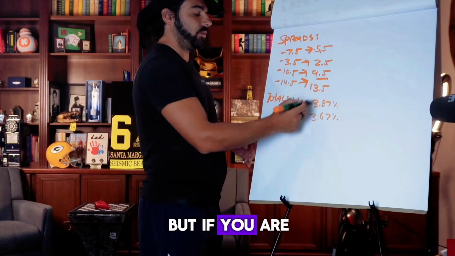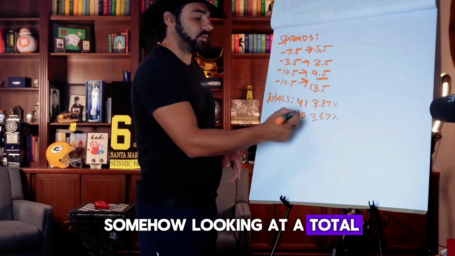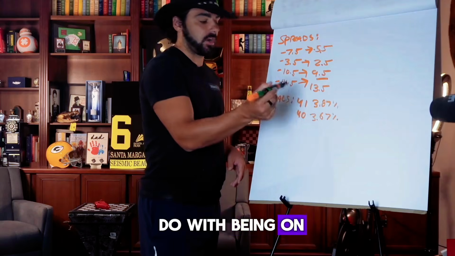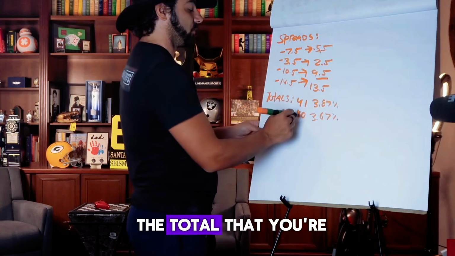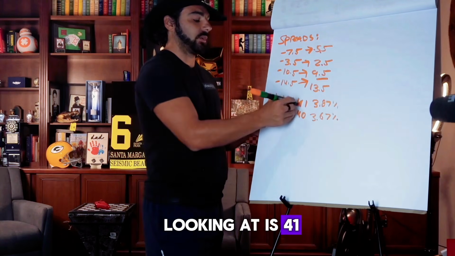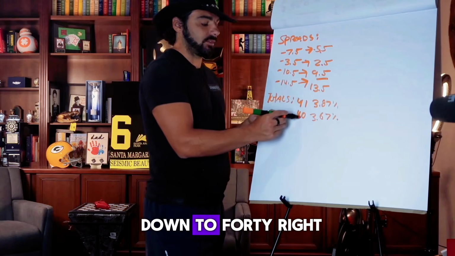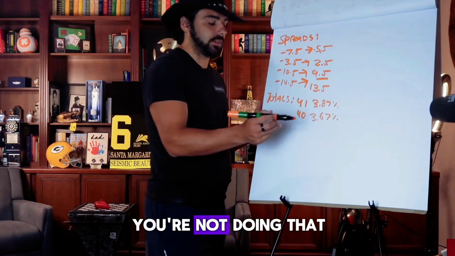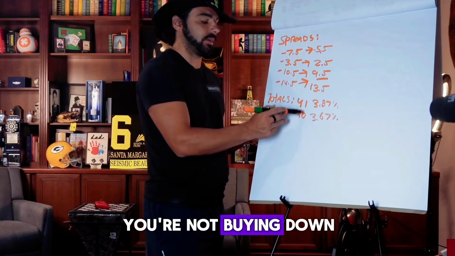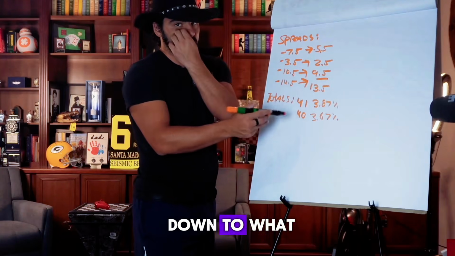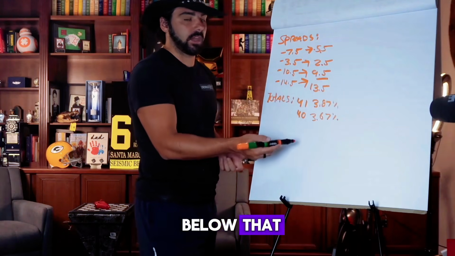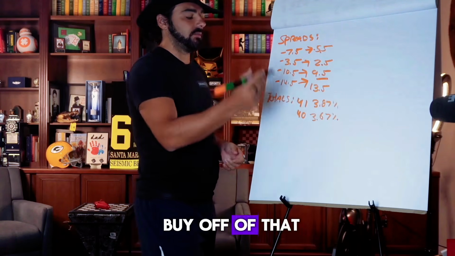All right, I'm going to do a couple of them here though. If you are somehow looking at a total that has anything to do with being on this type of number, you need to be able to buy off of it. So for example, if the total that you're looking at is 41, obviously you're not buying down to 40, right? You're not doing that if you're looking for the over. Reason why is because that's a key number as well. You would be buying down to what? The number below that, because you want to buy off of that key number.